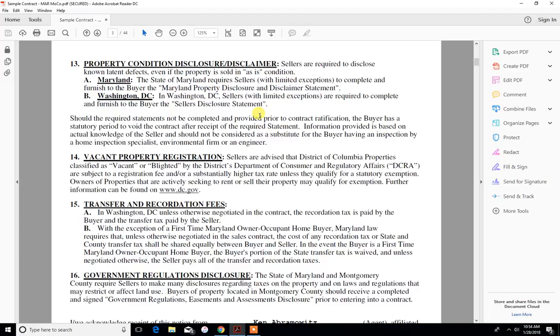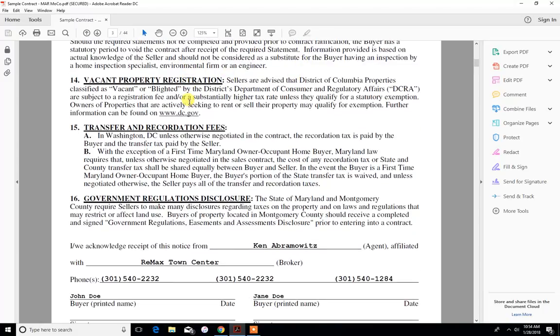They do have the option to do what's called a disclaimer, meaning claiming we don't know anything, buyer beware, your home inspector, it's up to him to find everything. And we'll see that a lot when it comes to somebody selling a property that's been rented and an estate sale, where somebody hasn't lived in the property. We're going to see that quite a bit. Vacant property registration, don't worry about that.